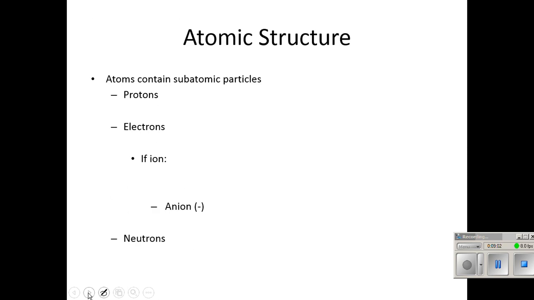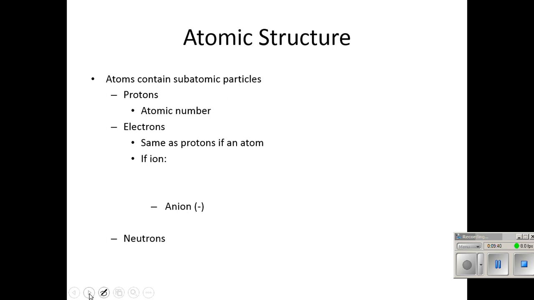Okay, atomic structure. This is the stuff that makes up an atom. We have protons, and if you look at your periodic table, protons are the atomic number. On the periodic table that you will have, that atomic number is at the top of the box. It's the whole number. So it doesn't really matter where in the box on the periodic table that number is. It's the whole number that tells us the number of protons. Now, because atoms are neutral, the protons are equal to the electrons as long as it's not an ion.